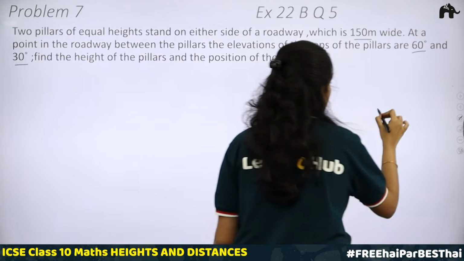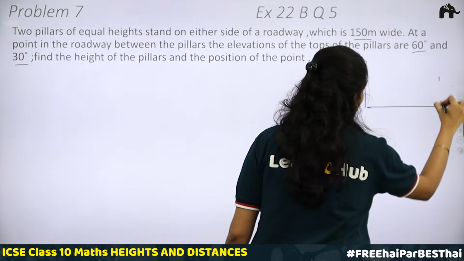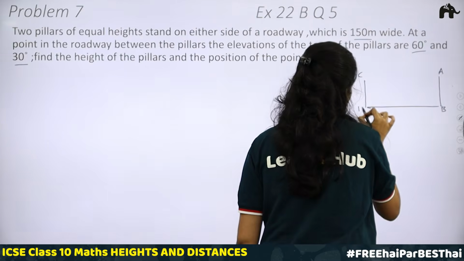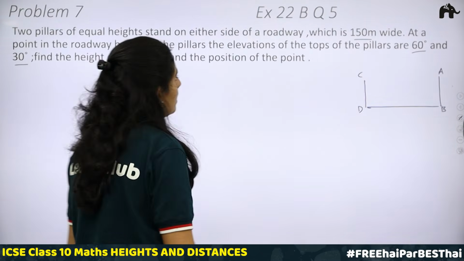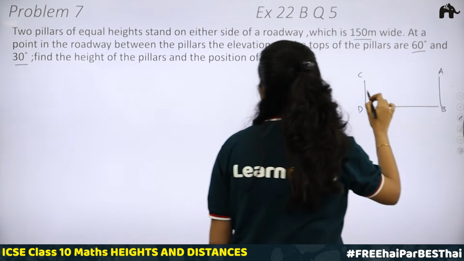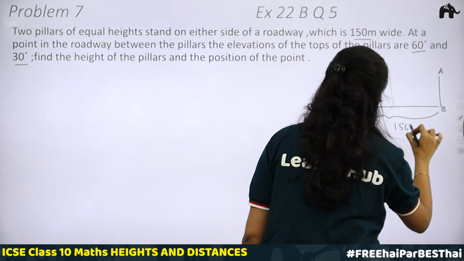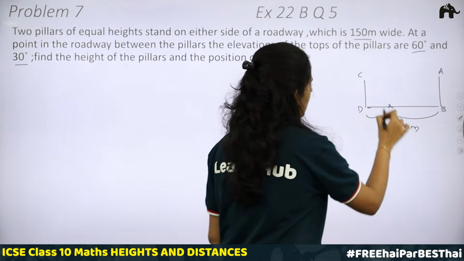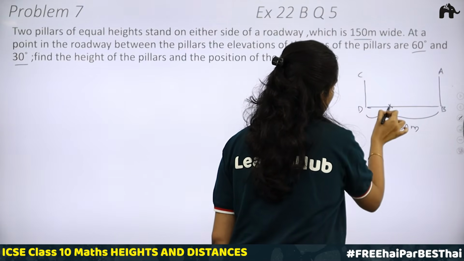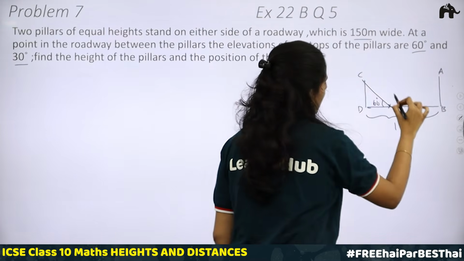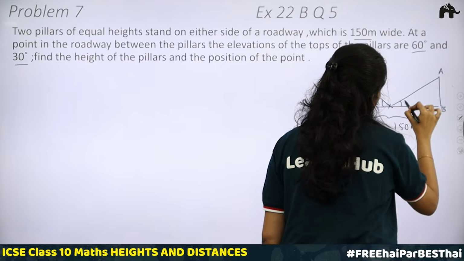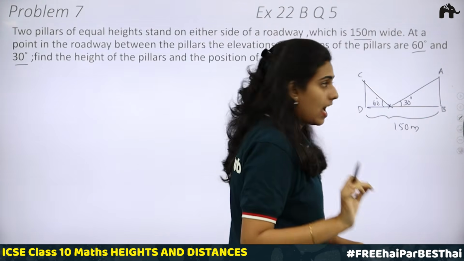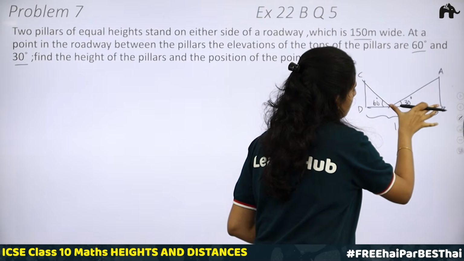Here, this is a roadway. We have two pillars of equal heights. Let us take this as AB and this as CD. Now, what is given? The total width is 150 meters. Now, when you consider some point on the roadway, from there the angle of elevation to the top of the first pillar is 60 degrees, and that to the second pillar is 30 degrees. We have to find the height of the pillars and the distance of the point from the pillars.